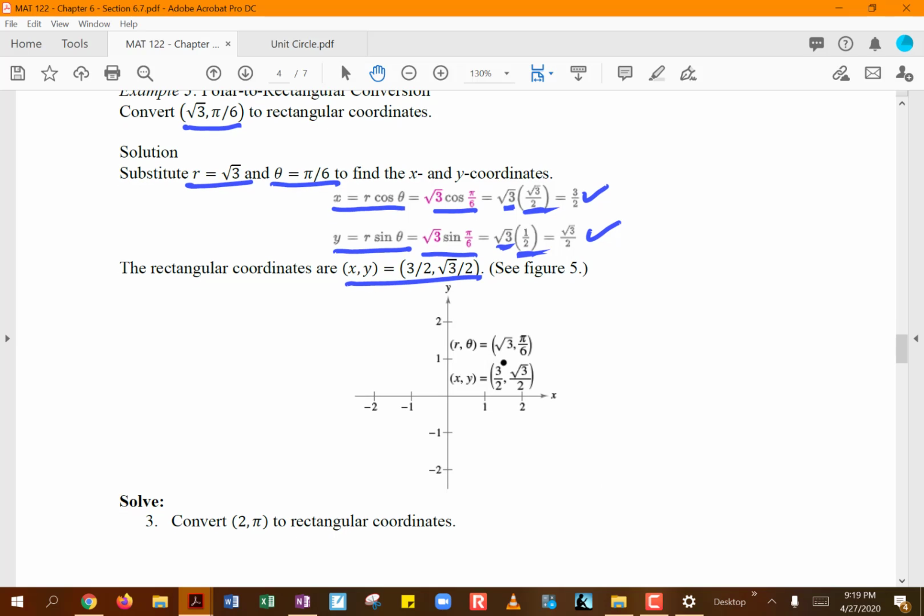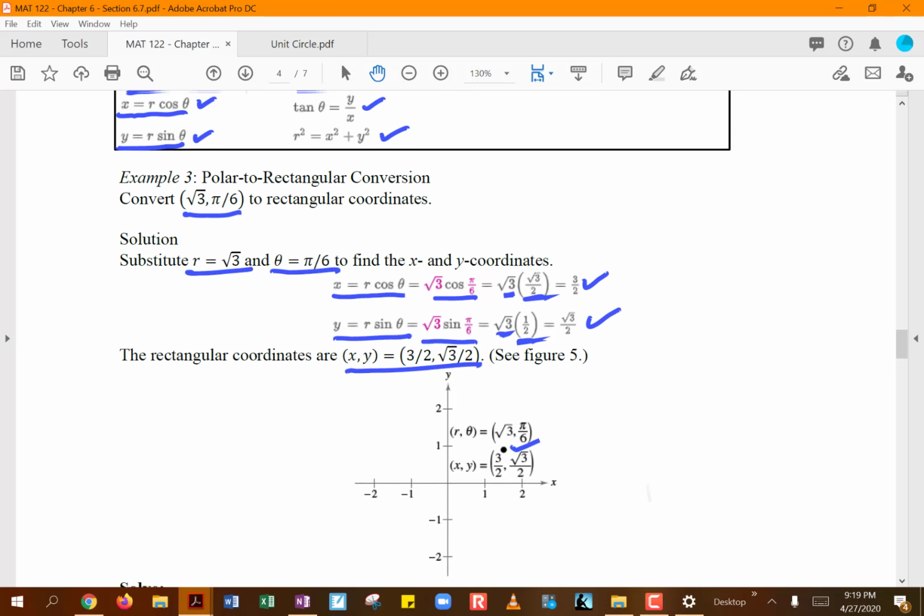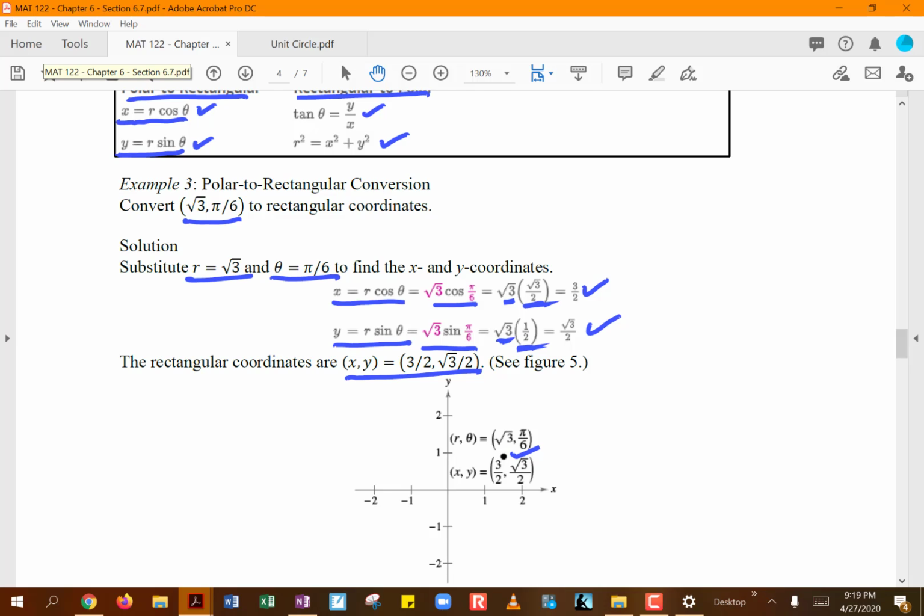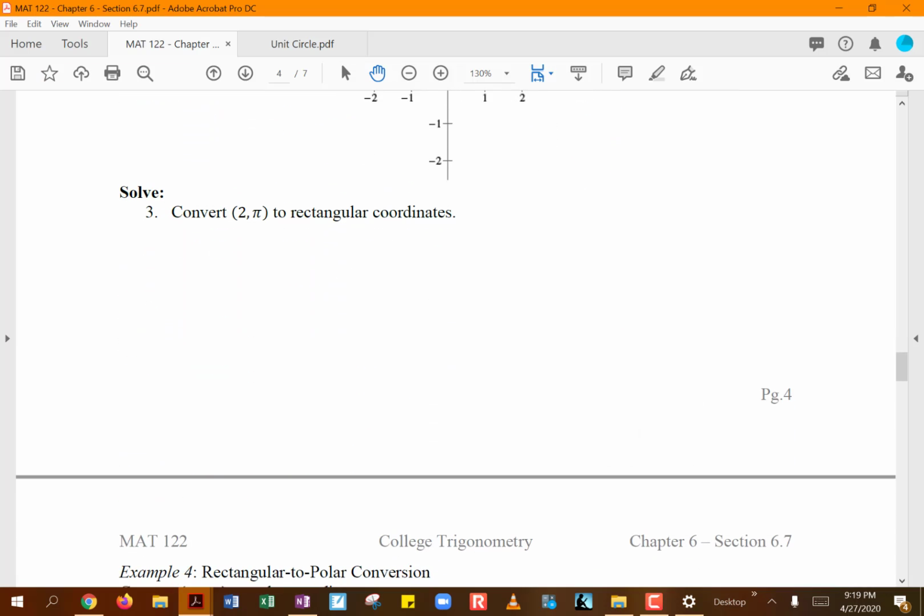And when you look at their graph, of course they are going to be the exact same point on our graph as well. Okay, so it's not too bad as long as you remember that relationship between x and y and the r cosine theta, r sine theta respectively. Okay, so let's go ahead and take a look at our example over here.